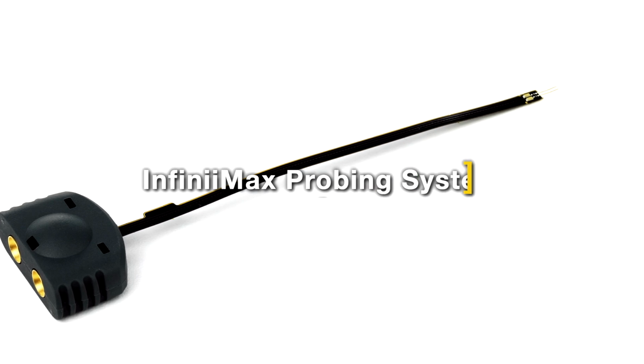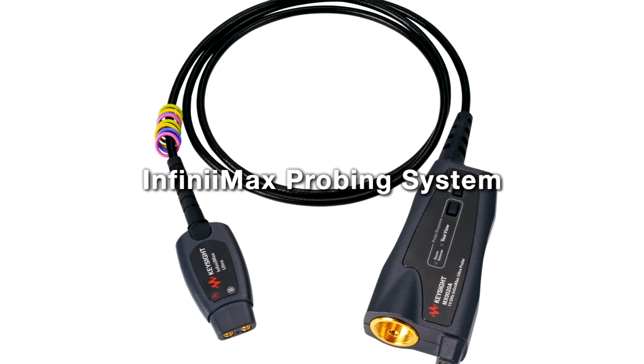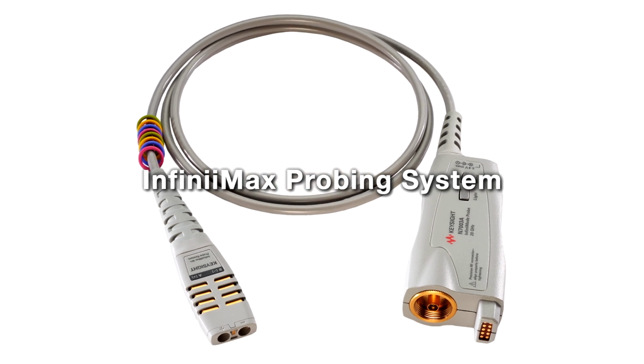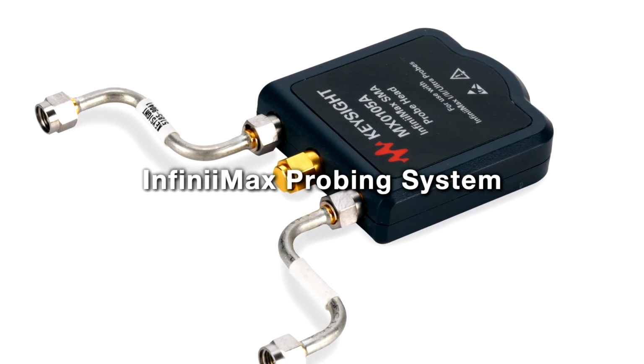Now that you understand the importance of probe impedance, you can choose a probe with the accuracy and bandwidth you need. Keysight's InfiniiMax probing system has probes with both RC and RCRC architecture, and they cover 1.5 GHz all the way up to 30 GHz.